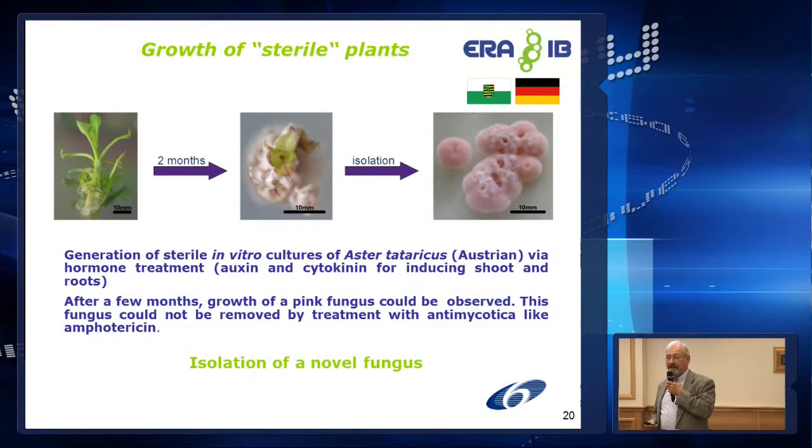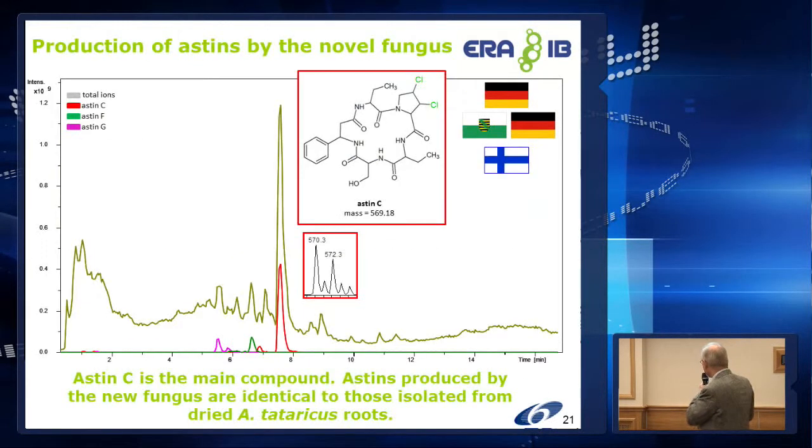This fungus was isolated, and it was a novel fungus, not known before. And when we analyzed the biosynthetic properties of this fungus, we could establish that it was actually this fungus that produces the astins. So the astins are not produced by the penicillium strain, they are not produced by the plant, but they are produced by a yet unknown fungus.